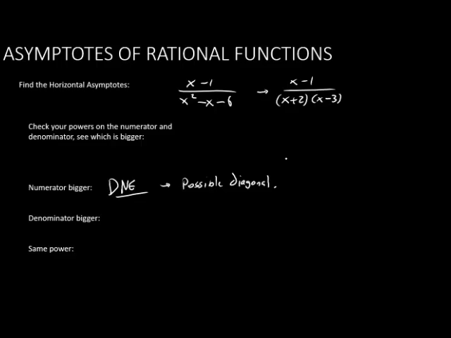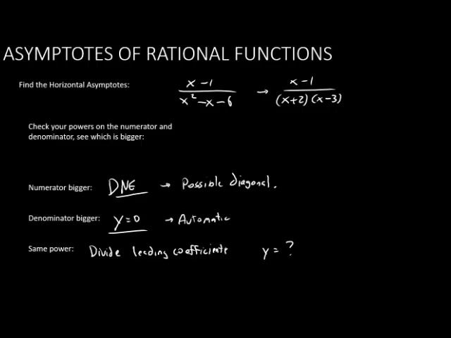If your denominator is a larger power, the automatic answer will be y equals 0 as our horizontal asymptote. However, if the top and bottom are the same power, you will divide the leading coefficients. And then we'll say y equals whatever answer you end up with when you divide.